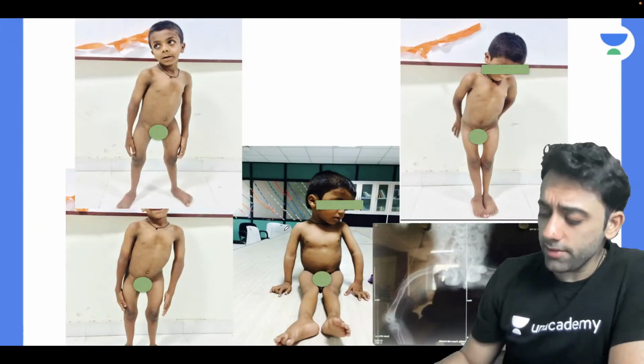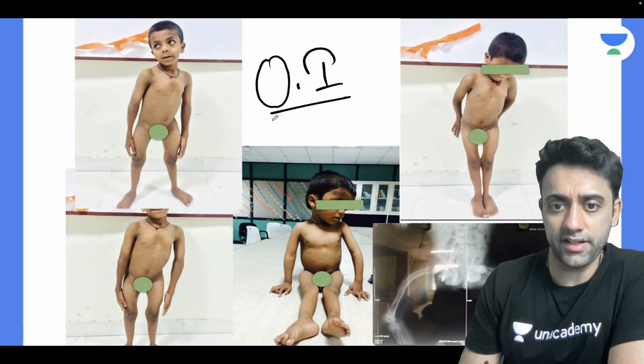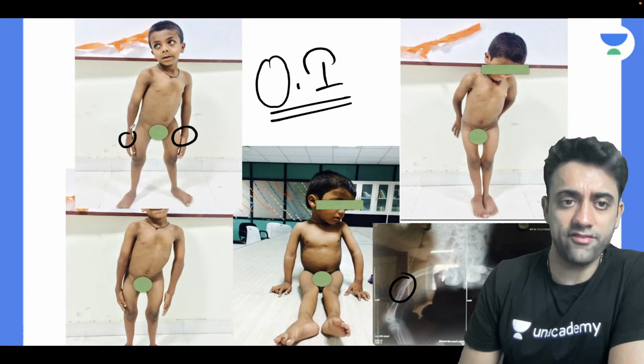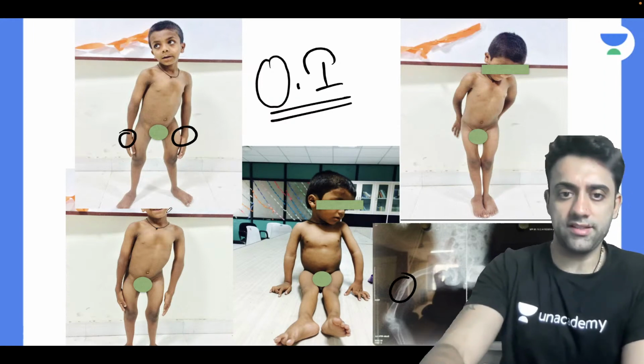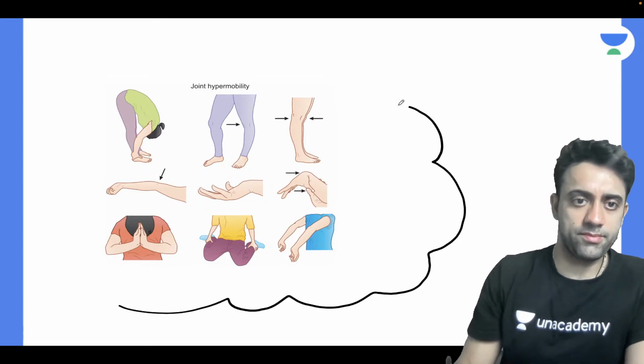Next question. This is also a patient of osteogenesis imperfecta. This is a real patient with osteogenesis imperfecta. It has multiple bone fractures everywhere. You know, the bone is getting fractured. So it's a case of OI, osteogenesis imperfecta. If I show you this picture, it's a very nice picture.